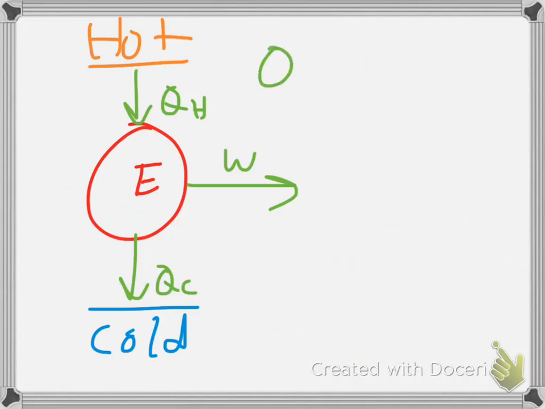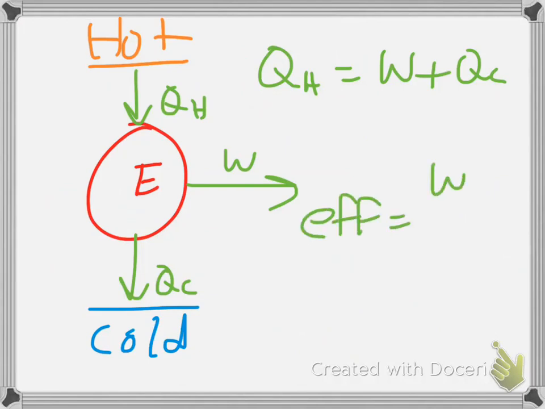So we know that QH is the available amount of energy. We do some work to it. We dump some of that energy out. So conservation of energy says that equation will apply. We know that efficiency is equal to the work divided by the QH. It's basically saying how much did we use out of how much was available to us.